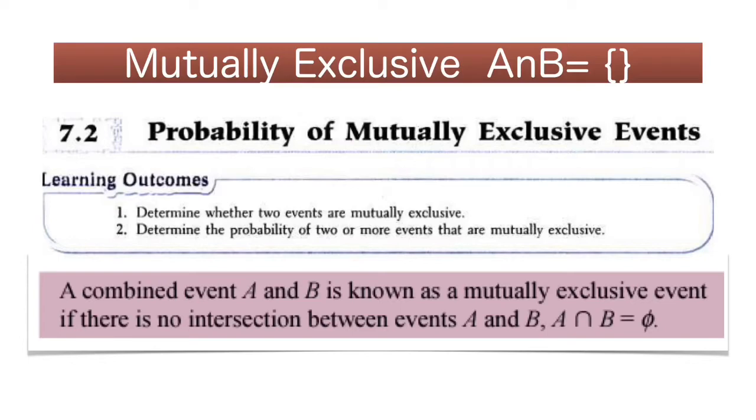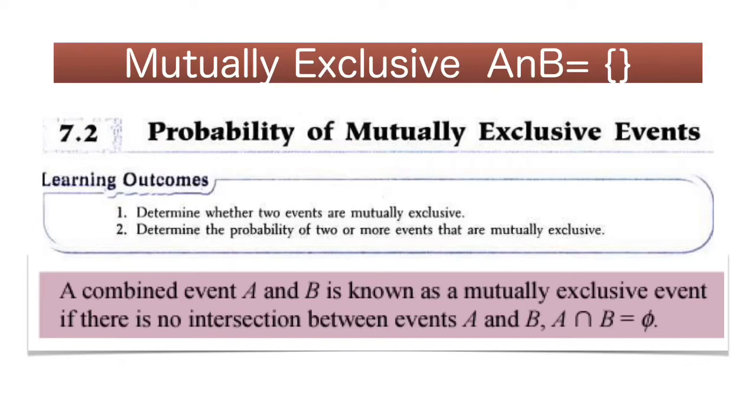Today our main objective is the probability of mutually exclusive events. Our learning outcomes are that after you study this lesson, you must know how to determine whether two events are mutually exclusive. Also, you must determine the probability of two or more events that are mutually exclusive.